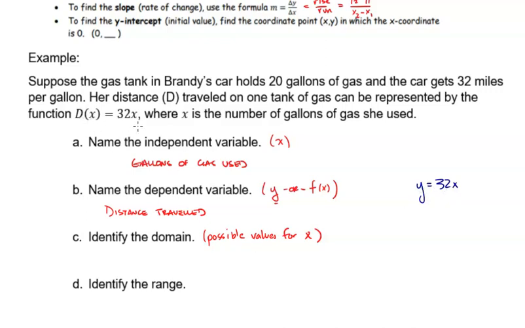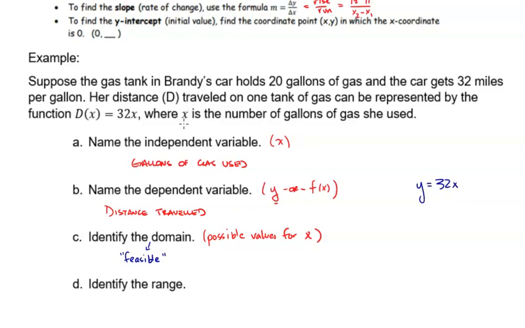But when our function describes a real world situation, what we're really trying to ask about when it says identify the domain, sometimes referred to as the feasible domain, is what makes sense, what is possible. So in this example, the feasible domain would be the number of gallons of gas she could use, in a way that would make sense for what this situation is describing. With just y equals 32x, we could use any number for x, but it doesn't all apply here.